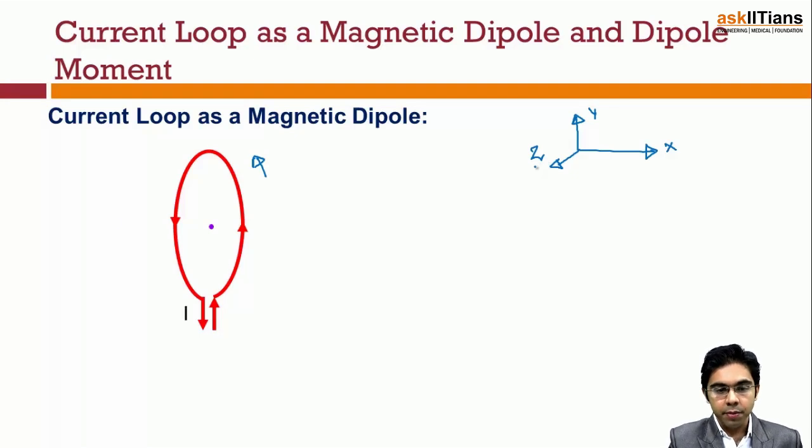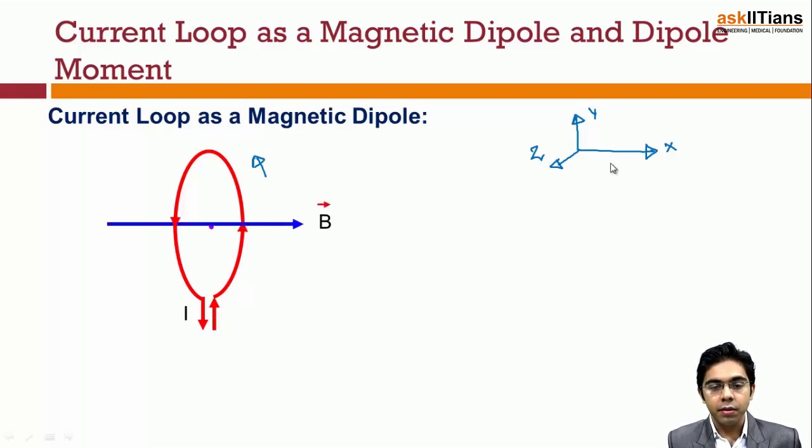Okay, let's proceed. As we know, a current loop induces a magnetic field. The direction of the magnetic field we can find by the right hand thumb rule, by curling the fingers in the direction of the circular current flowing in the loop. The thumb will then point towards the direction of the magnetic field. This you must have studied.